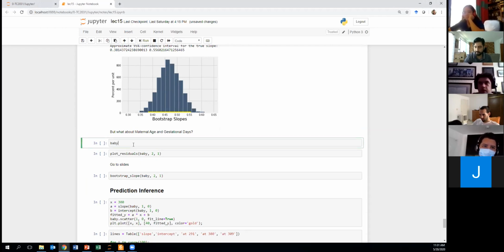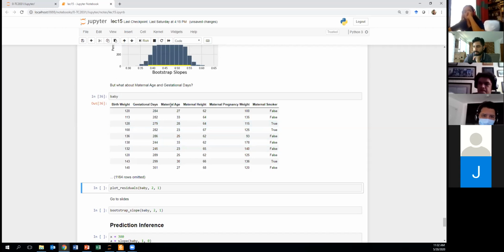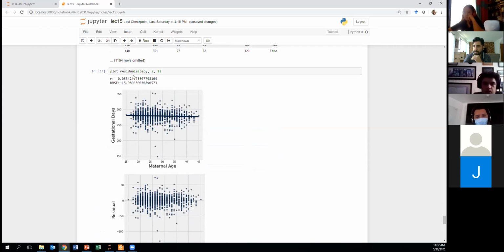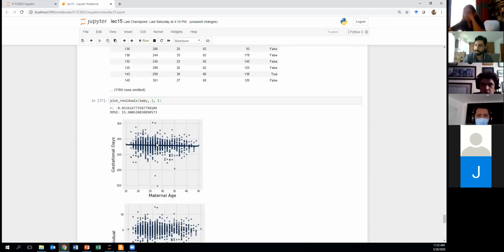I put the baby table. So you remember what that was? This was the baby table. Now I'm interested to see if there is any relation between maternal age and gestational days. So let's do that and see what we get. This is the scatter plot with my regression line. Then I fitted my regression line, and this is the plot for the residuals. I'm just putting them so you can see how it's working.